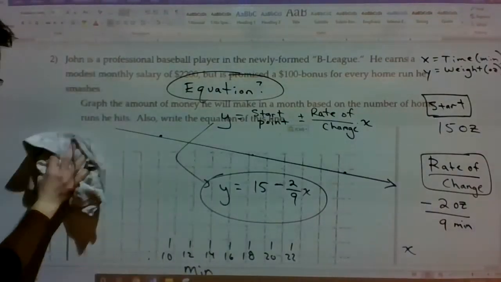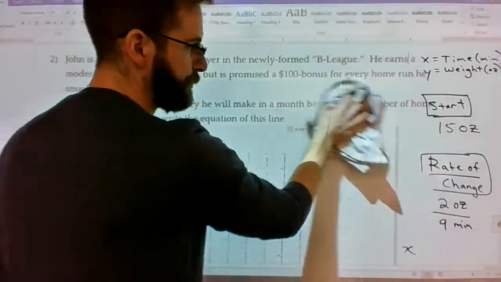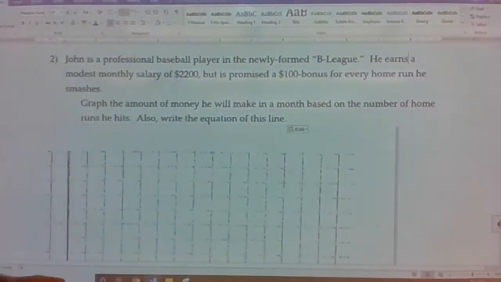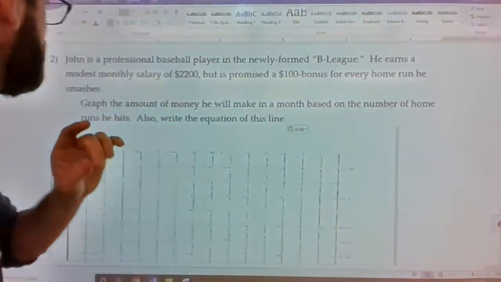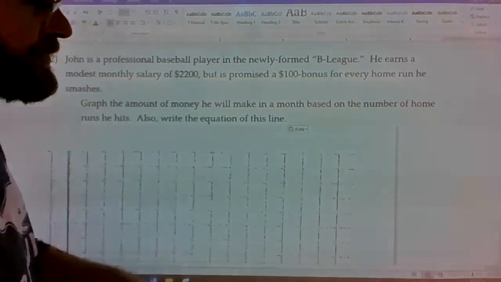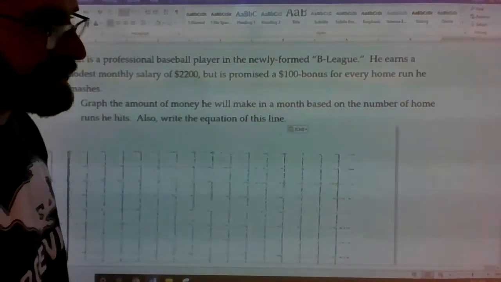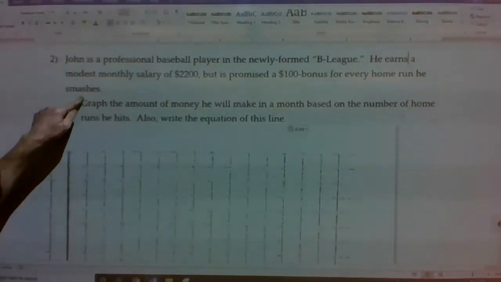All right, so for all you baseball fans out there, we've got a guy named John. He's a professional baseball player, not in the major leagues and not really in the minor leagues either. It's just a newly formed B League. I just made that up. He earns a modest monthly salary of $2,200, but he's promised a $100 bonus for every single home run that he hits. Or no, smashes.